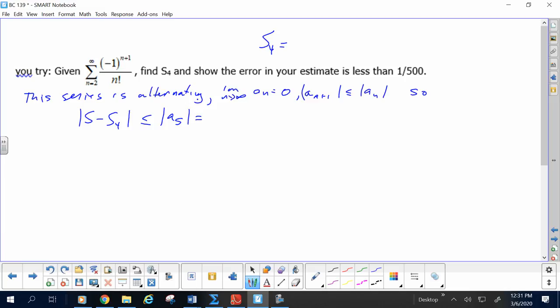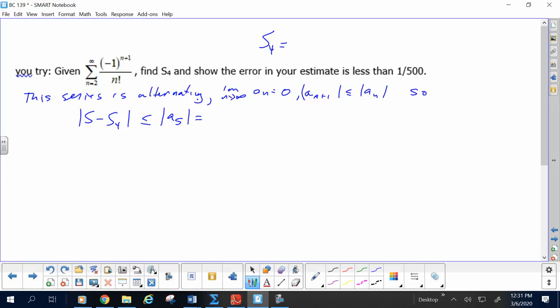So this is a big gotcha. What is the fifth term? Is it 1 over 5 factorial? No, it's not. That's a bummer. What is it? It's 1 over 6 factorial, because it starts at 2. So to get to the fifth term in the pattern, you have to go to the 6, yeah?